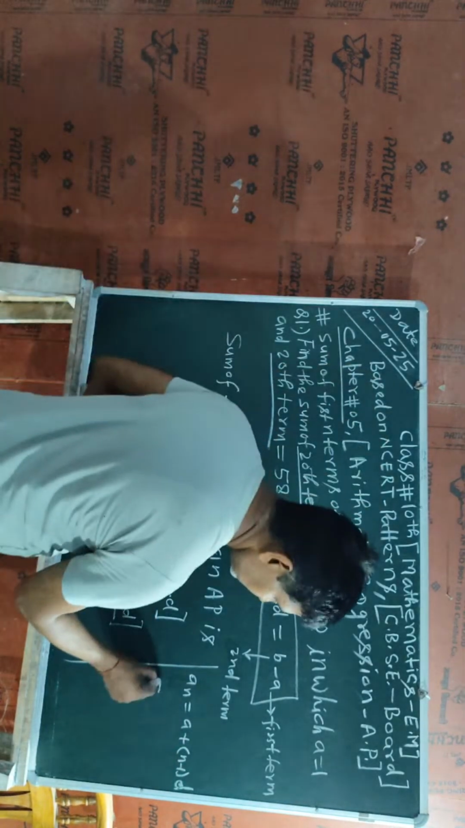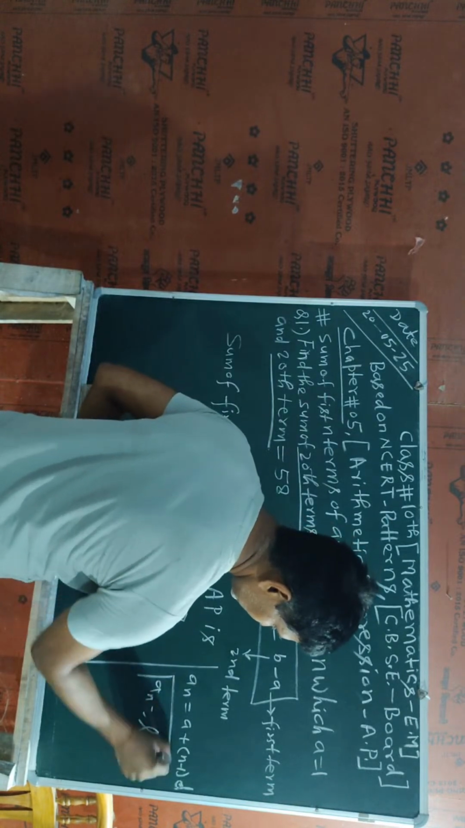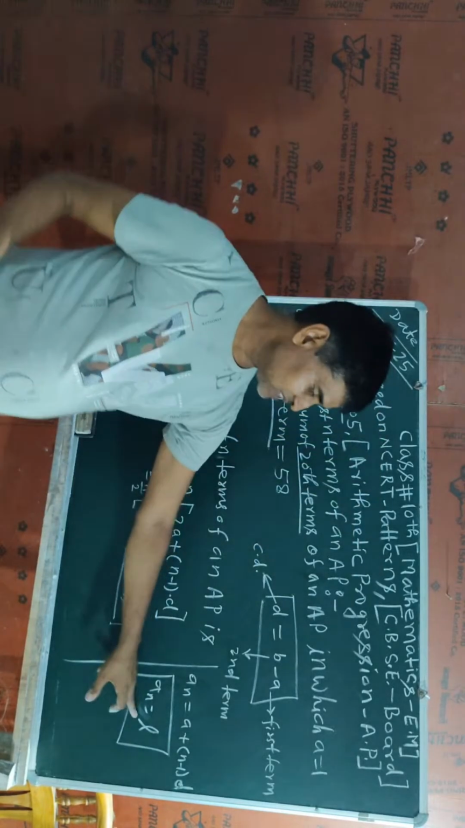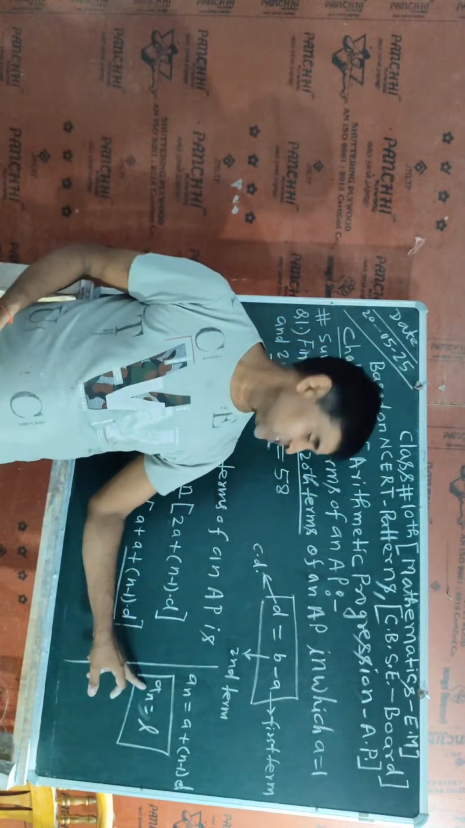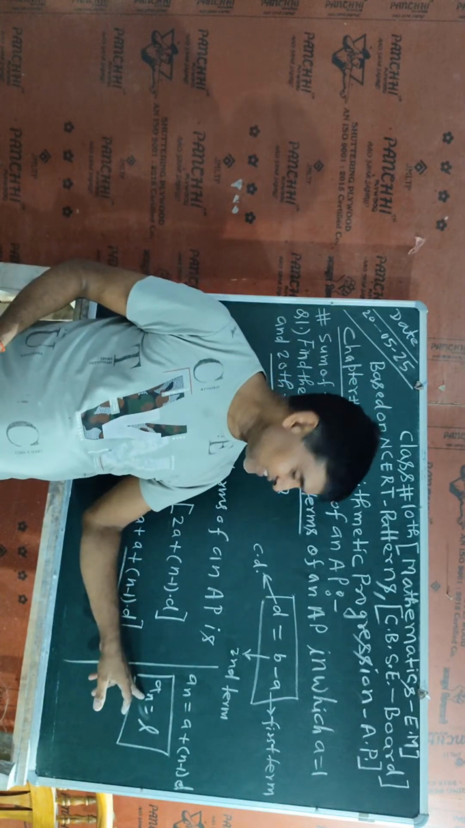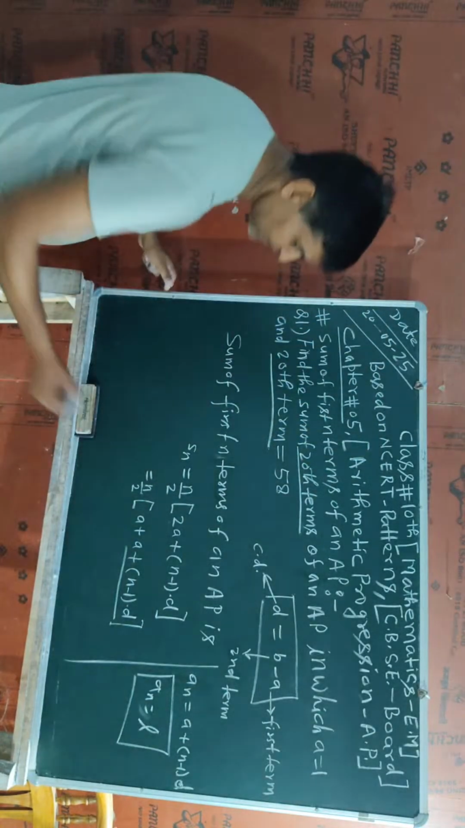And this an is also known as the last term. It is also written as an is equal to l. So l is the last term and an is also the last term, so both values are the same.